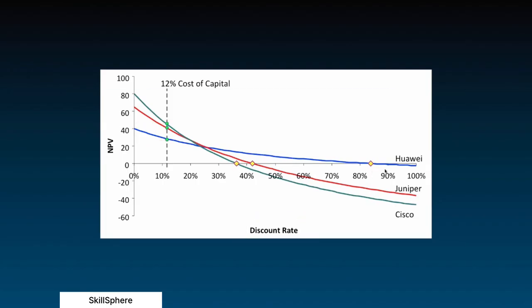When we go over here where the lines cross the x-axis, right, these are the IRRs, right? By definition, the IRR is the discount rate where the NPV equals 0. Here are the IRRs. In this case, we see that the IRR for Huawei is much bigger than the IRR for Juniper, which is bigger than the IRR for Cisco. Okay? The exact opposite ranking according to the IRR rule, relative to the NPV rule.